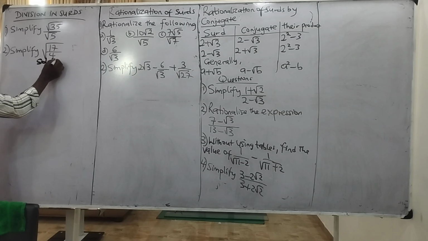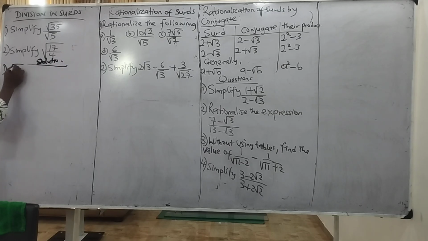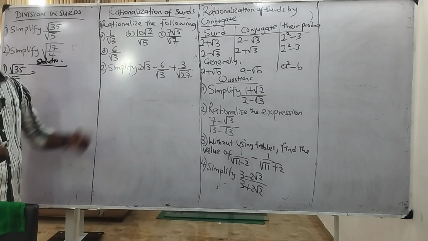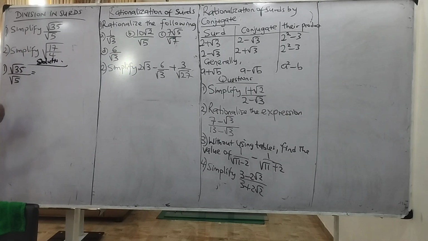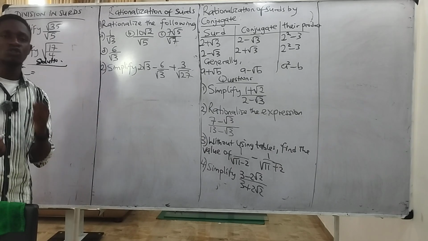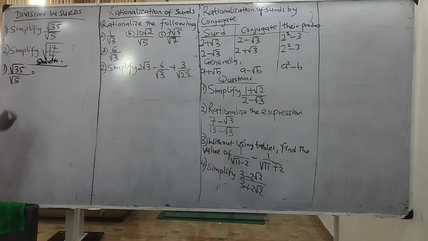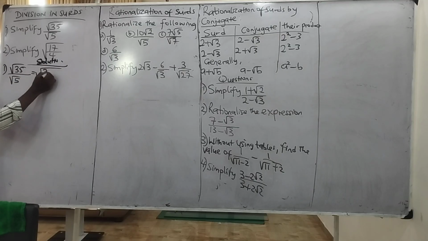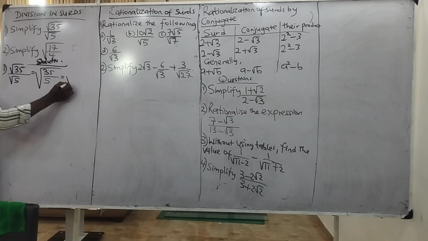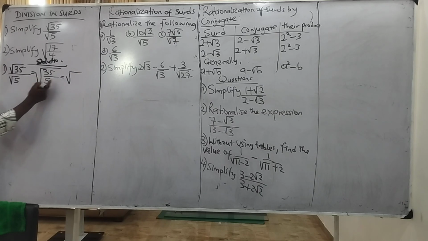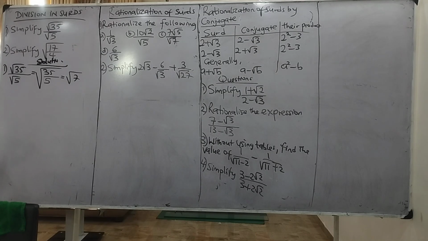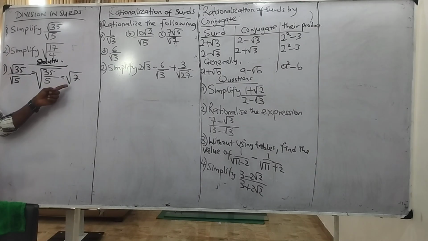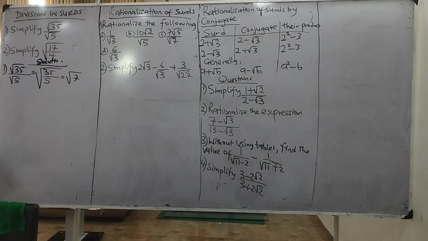Number one, we have simplify root 35 over root 5. The idea of division in surds, and you will understand better when we get to this, is to make sure that the denominator is a rational number, that there is no square root at the denominator. You can see I have root and root here, so I can combine the two of them. This is root of 35 over 5, which is root 7, and root 7 is the answer, because 7 doesn't have any perfect square.